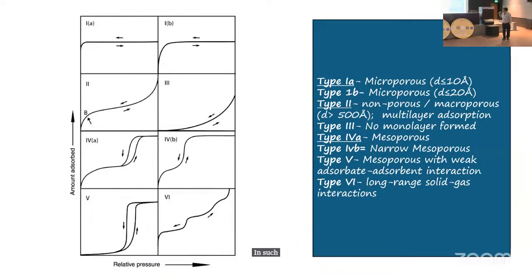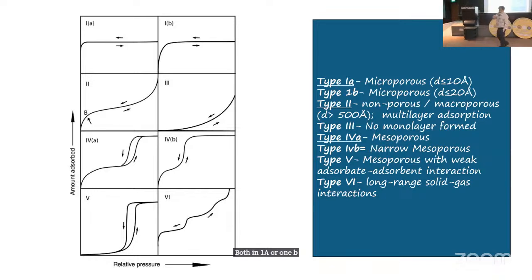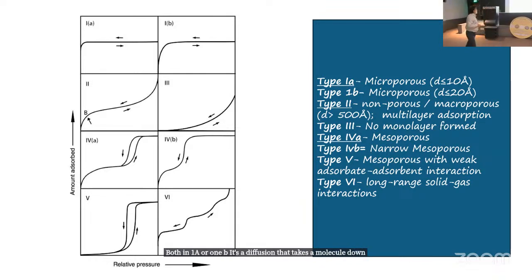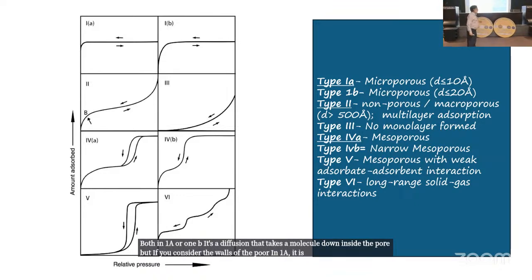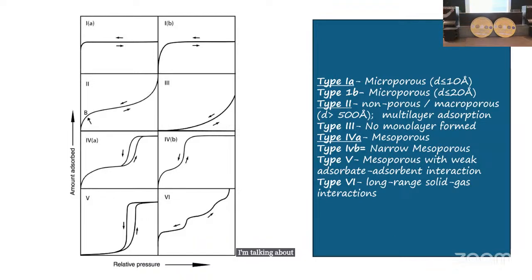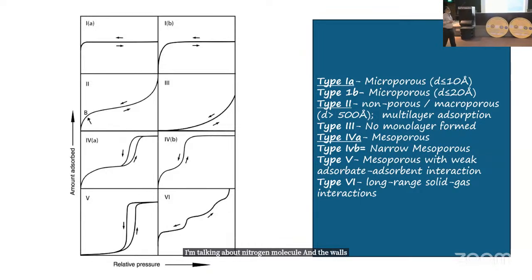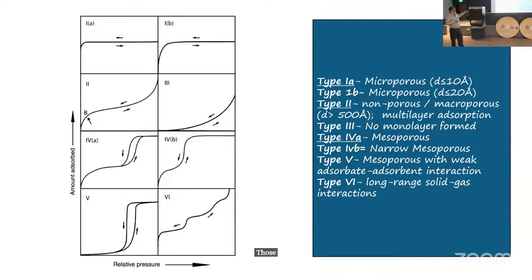In such cases, of course, both in 1A or 1B, it's a diffusion that takes the molecule down inside the pore. But if you consider the walls of the pore, in 1A, it is the solid and fluid. I'm talking about nitrogen molecule and the walls of the material. Those attractions are prominent. While in the case of 1B, pores are wider. Here, the interaction is prominent between fluid.